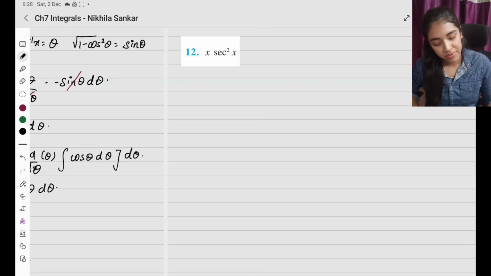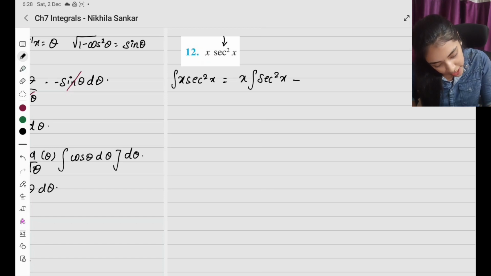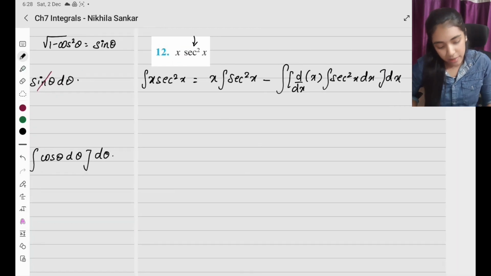Question number 12. Integral of x squared secant squared x... x times secant squared x. So this is a trigonometric function, and x is the first function. So we have x times the integration of secant squared x, minus the integral of d by dx of x, the integral of the second function times dx, close bracket, times dx.